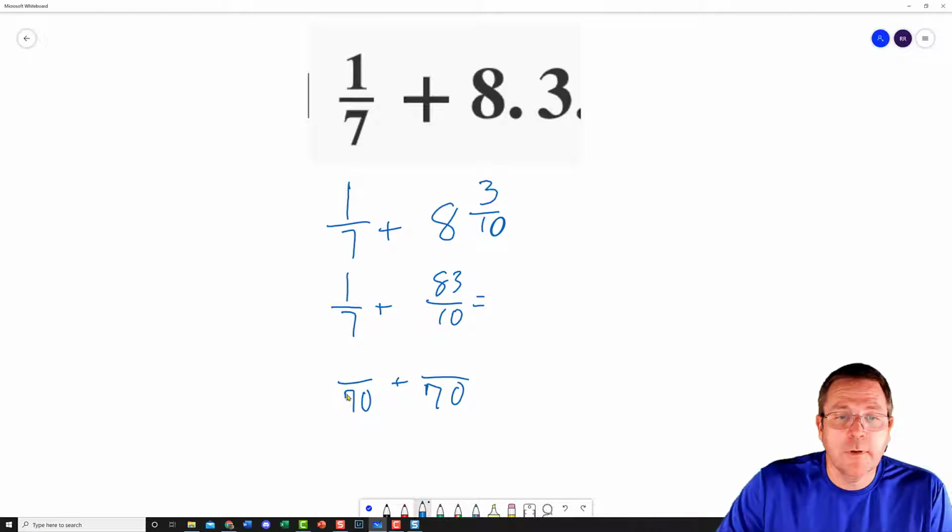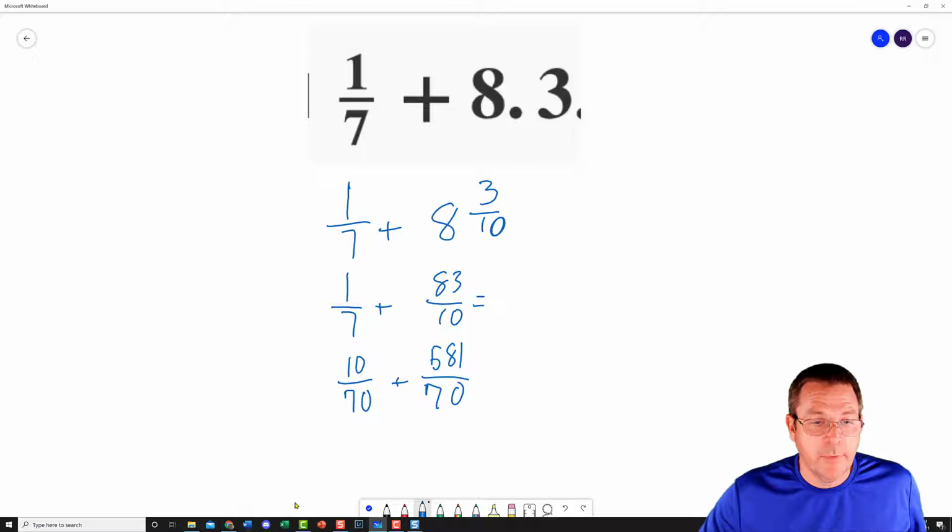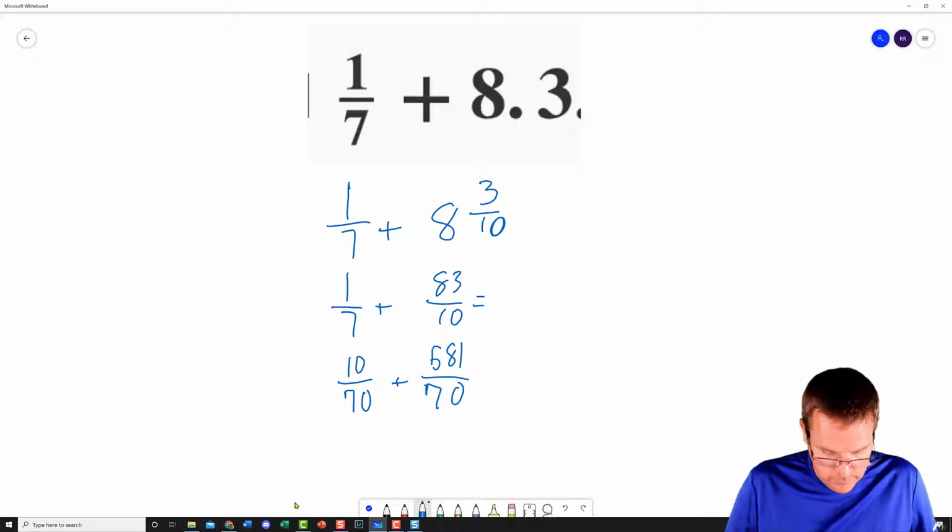7 times 10 is 70. 1 times 10 is 10. 10 times 7 is 70. So 83 times 7, that's a little bit harder. Let's see, 7 times 80 is going to be 560. Plus 21 is going to be 581. I do believe. Let me see if my math in my head was correct. Hold on.